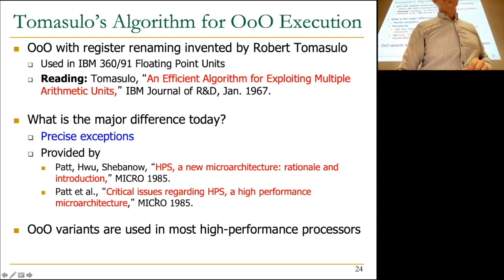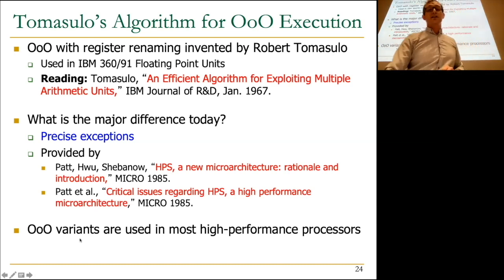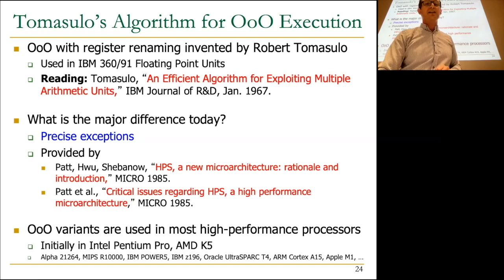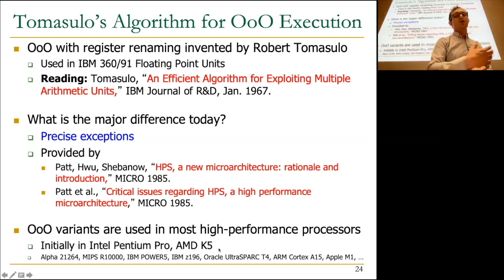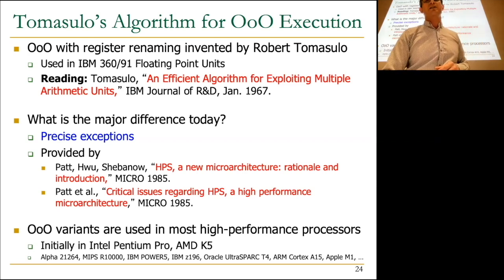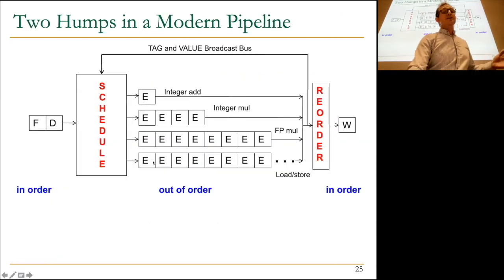So as a result, out-of-order execution variants are used in most high-performance processors today, starting with the Intel Pentium Pro, and then AMD followed up with the K5. But almost all high-performance processors today use it. So this is how things will look.